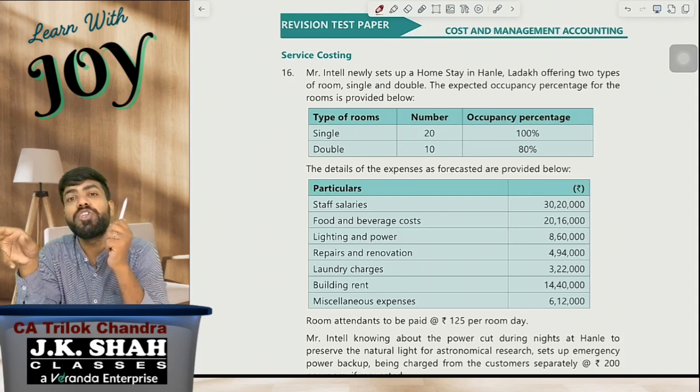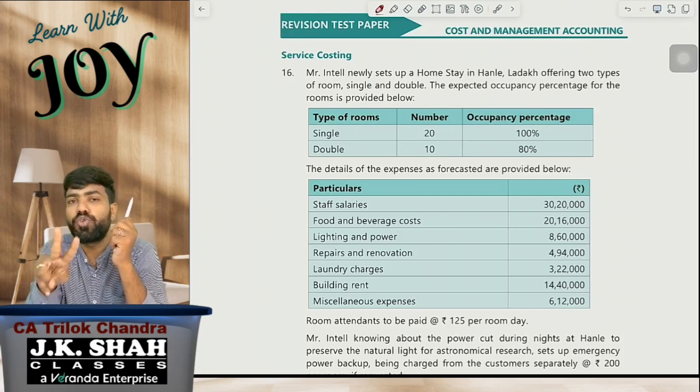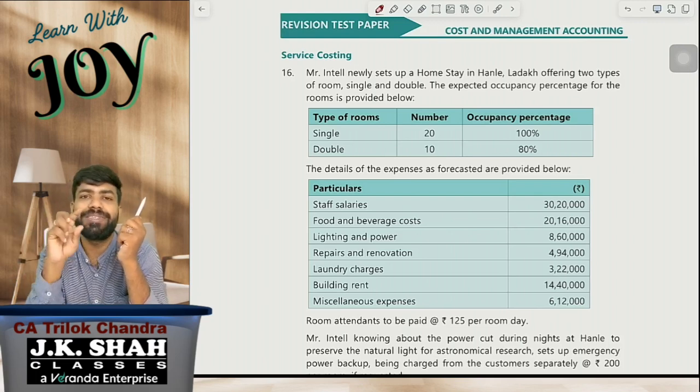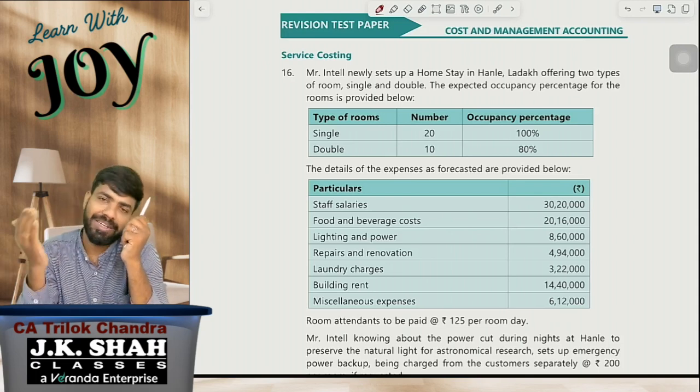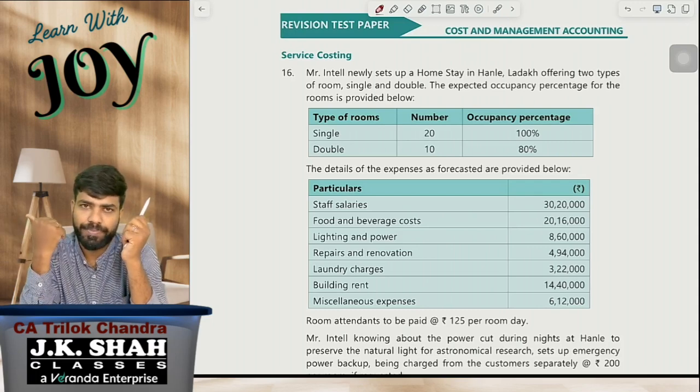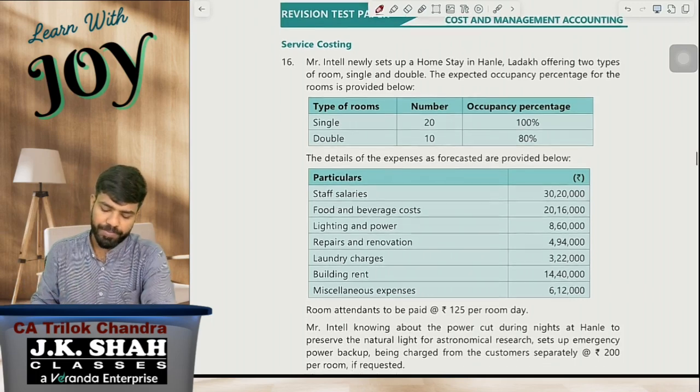There are cases where we need to use the composite cost object. So what is this composite cost object? It means using two or more factors. Room days, number of rooms into number of days. Patient days, number of patients into number of days. Ton kilometers, number of tons into number of kilometers. Are you understanding, all of you? Okay, look at here.